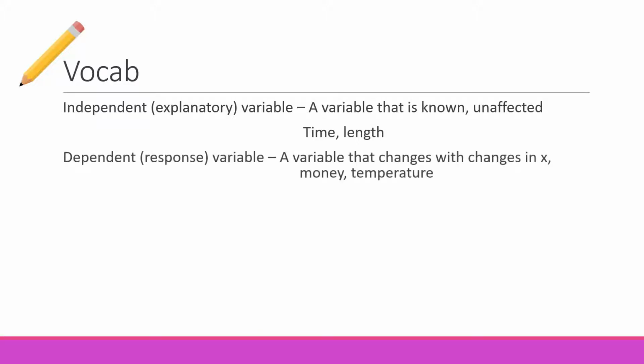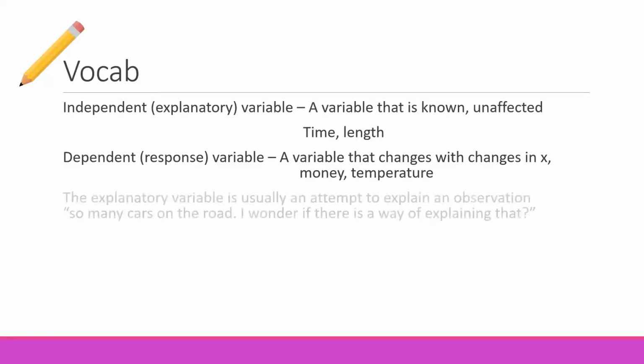Now, dependent variables are sometimes known as response variables. That's a variable that changes with a change in x. So they respond or depend on the independent variable. They respond to the explanation. Some basic examples of response variables include something like money or temperature.